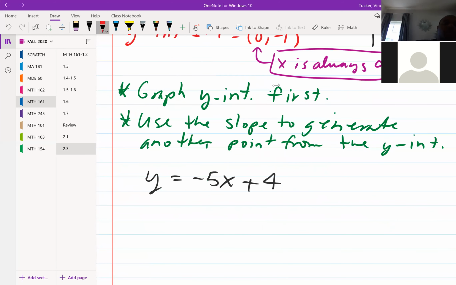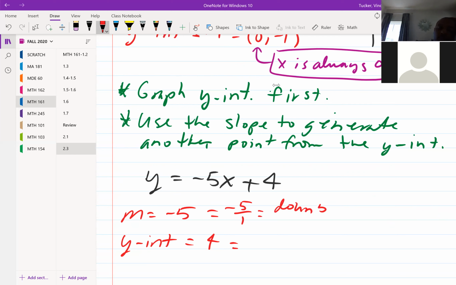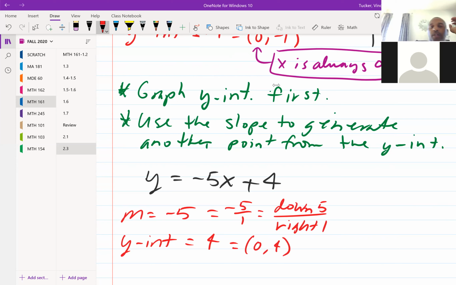All right, same type of deal. My slope is -5. My y-intercept is 4. As a fraction, the slope is going to be -5 over 1. So I will go down 5, right 1. Then as an ordered pair, y-intercept is going to be 0, 4. Once again, x is always 0.